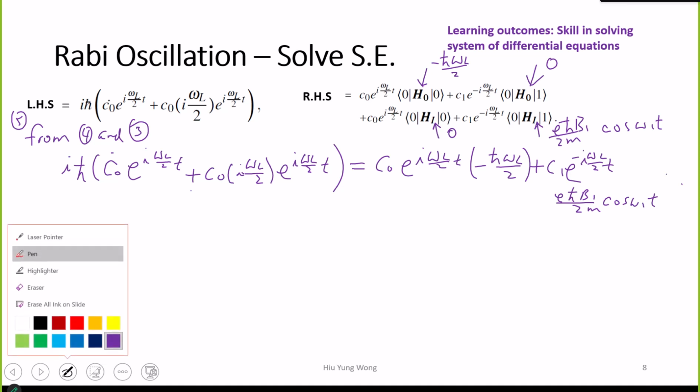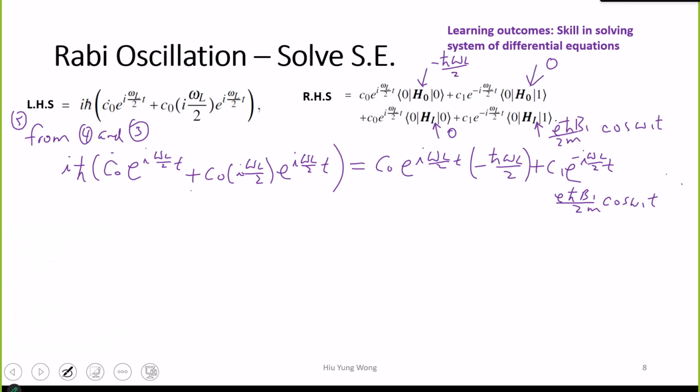And here there's something I can cancel. If you look at this carefully, this term and this term can get cancelled. Why? Because this is i h bar. If it goes in, i times i is -1, and then omega h bar omega L divided by 2. And this is negative h bar omega L divided by 2. Both have C0, both have e to the power i omega t divided by 2t, right? So these two terms got cancelled.